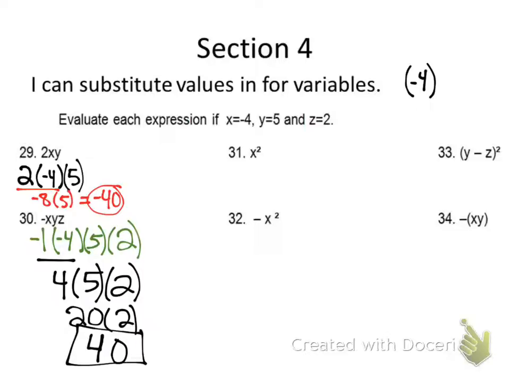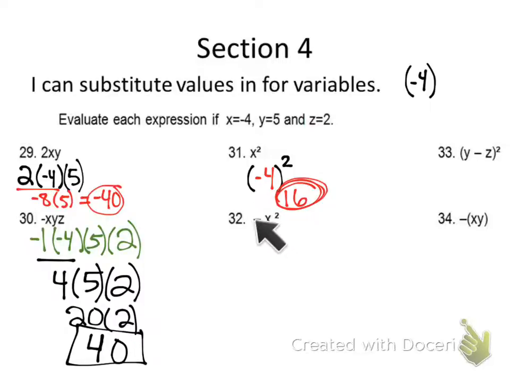All right, number 31. Again, X is out. In its place, we will put a -4. -4 times -4 is what? 16. A negative times a negative is a positive. Be careful.